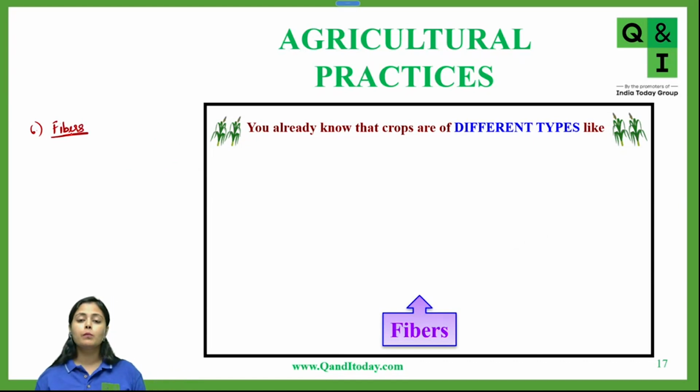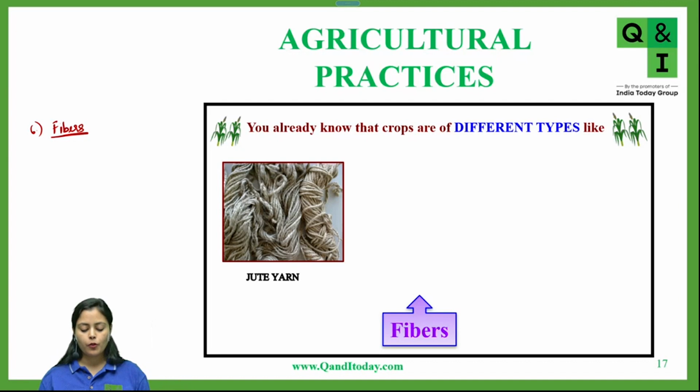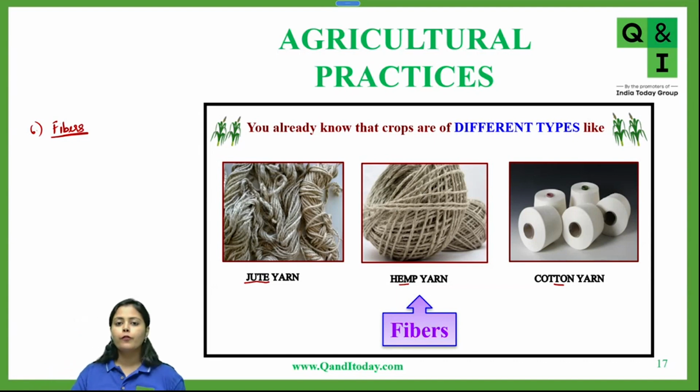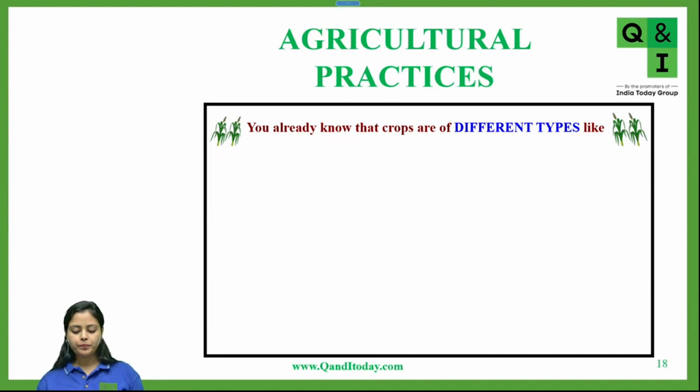Fibers, for example, some crops are grown to obtain fibers from them. For example, jute. All of you must be aware of this, jute. Next, hemp and cotton. So jute, hemp, cotton, they are also fiber crops which are grown by the farmers. These products can be used for construction or for manufacturing of clothes and for other purposes as well.